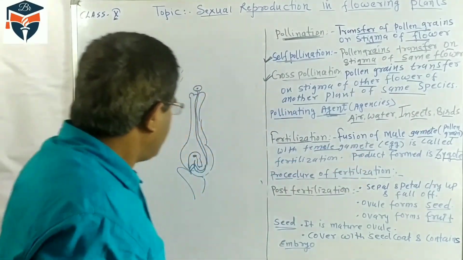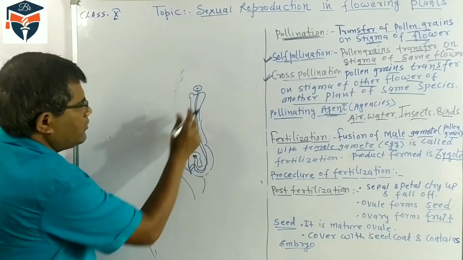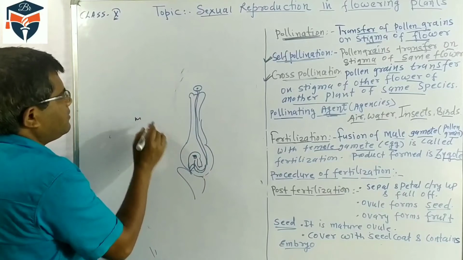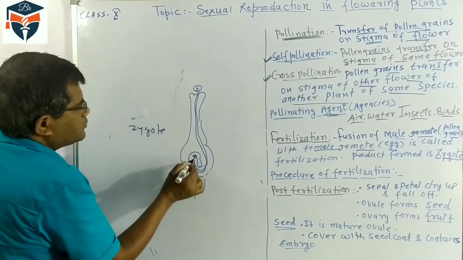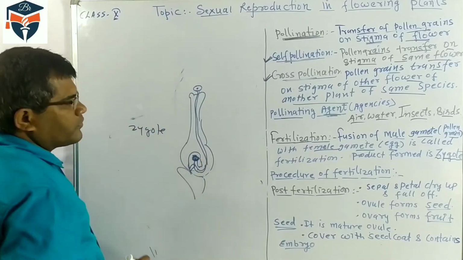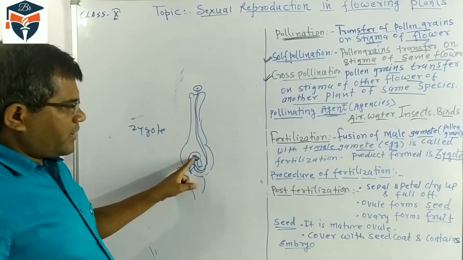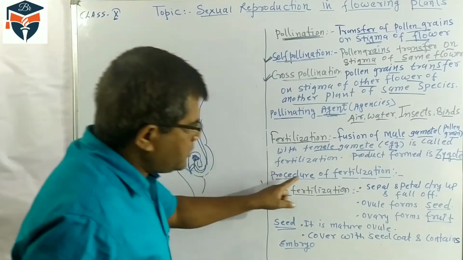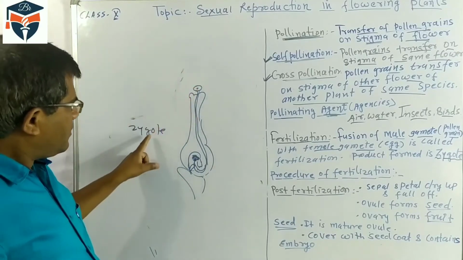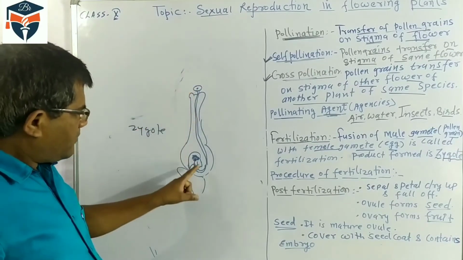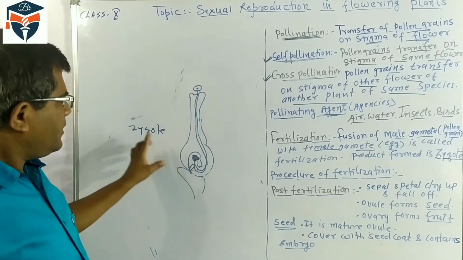By fertilization, what happens? This is the fertilized ovule. The male gamete and female gamete fuse, and they form the zygote. So here the zygote is formed. The zygote is a diploid structure. Now after fertilization, what to write? The male gamete of the pollen grain and the female gamete of the ovule get fertilized, and the zygote is formed.